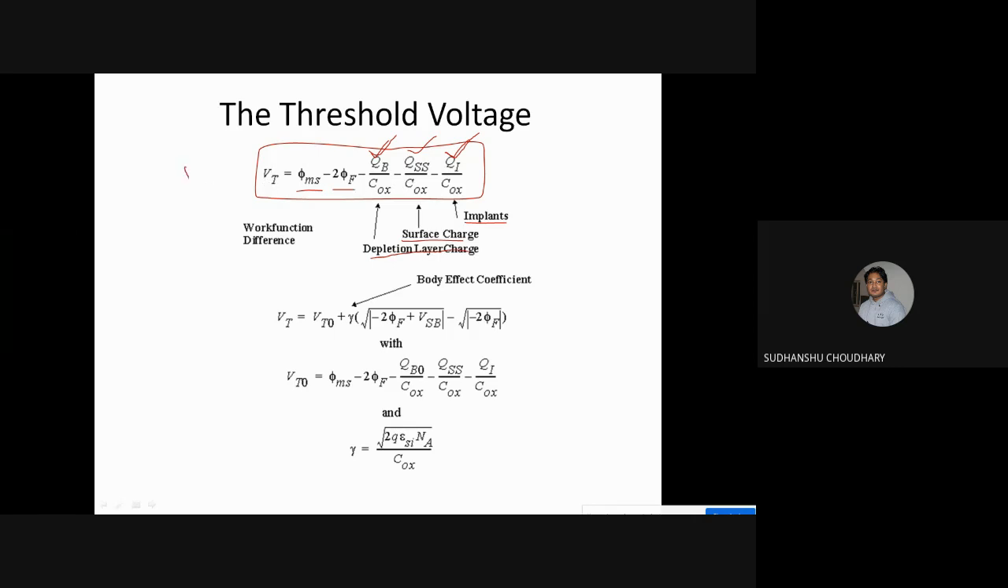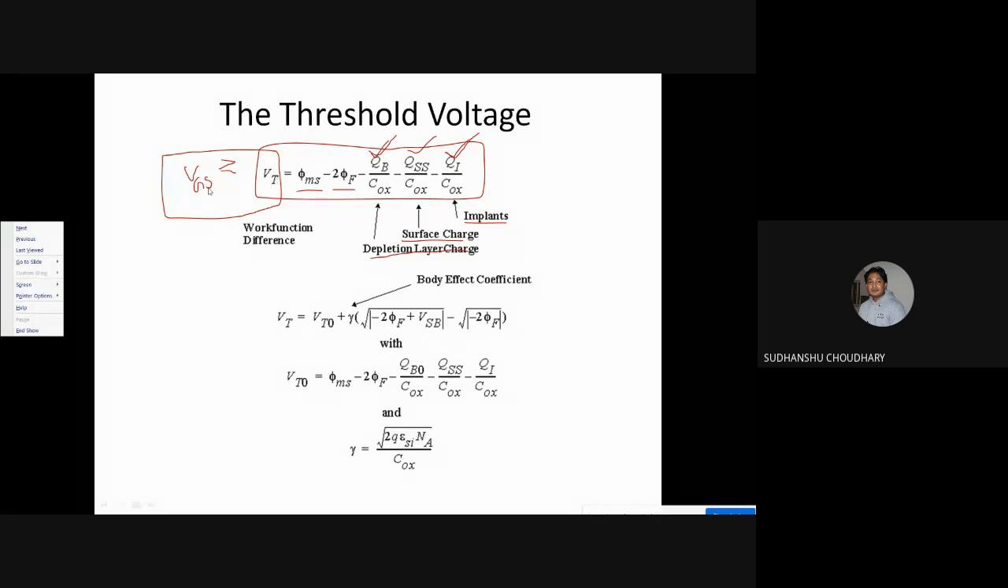So one has to apply VGS equal to or greater than VT, that is the threshold voltage, to create a strong channel. If you don't apply VGS greater than or equal to VT, there will be a weak channel or maybe no channel.